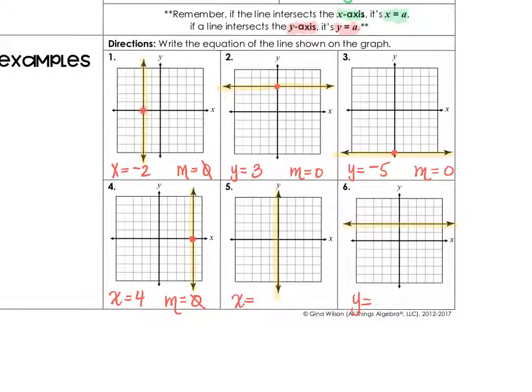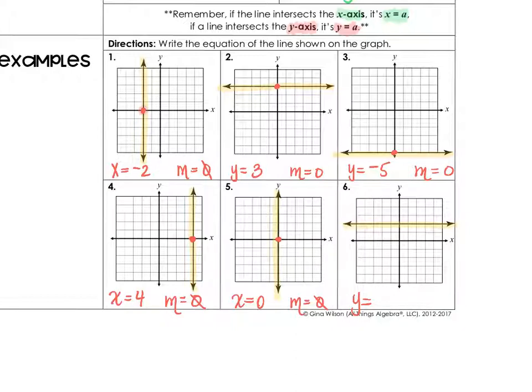Now, number 5 is on the y-axis. And so what is that intercept? Well, that intercept is 0. So that is the line x equals 0, which ends up being the y-axis. And that's just what it's called. The line is called x equals 0, and that slope is undefined.